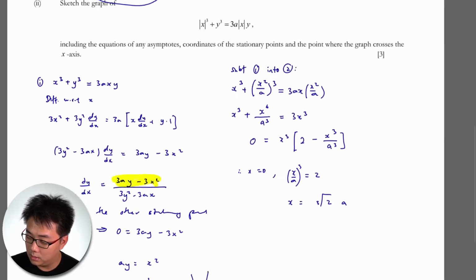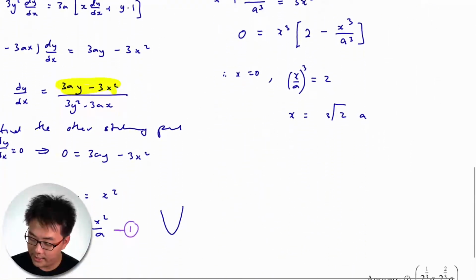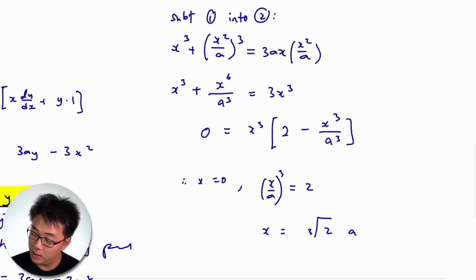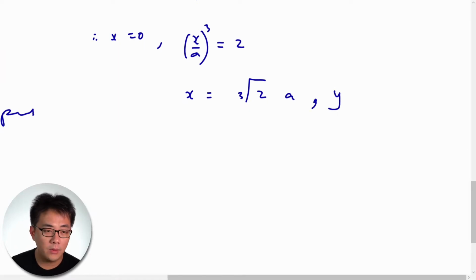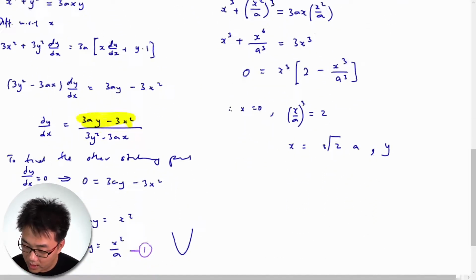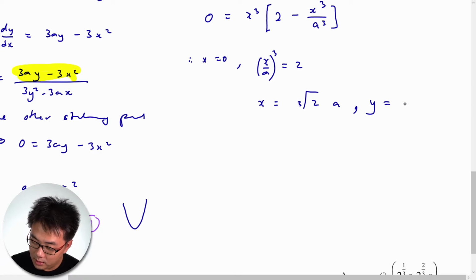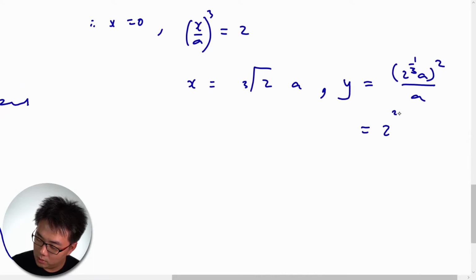Oh, I did something wrong again. Oh crap. Let me check. I should have just skipped the step. I looked at the wrong one. So what's y? Substitute into y. Substitute into this one, this is the easier one. So this will be x squared over a, squaring everything. So this is one third a squared, the whole thing over a. So this would be 2/3 a.